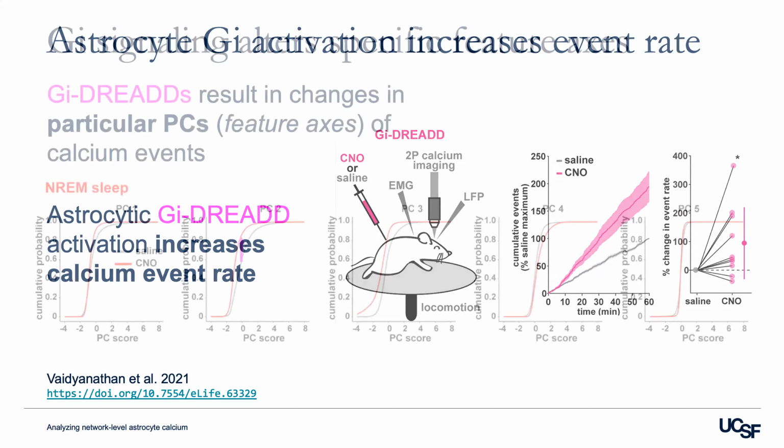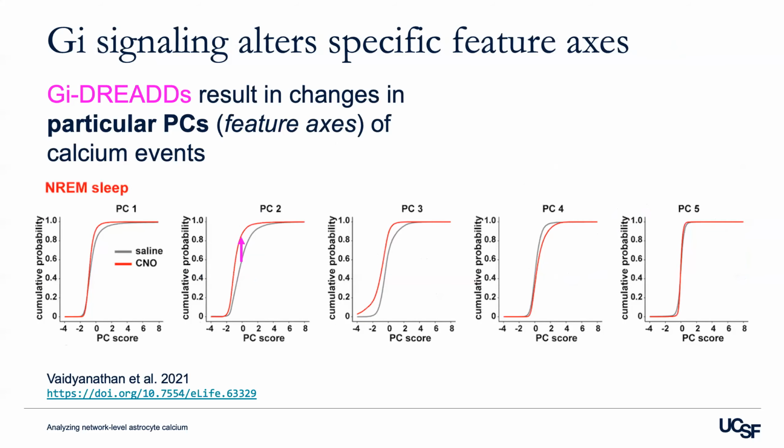But that wasn't the only change that we saw in the Gi DREAD active condition, because what we actually found was that activating the DREADs resulted in changes in the characteristics of the events that occurred. So if you look at these particular feature axes, where these events are in the feature space, we actually saw that activating the DREAD resulted in changes in particular PCs, as we see here in the cumulative distributions.